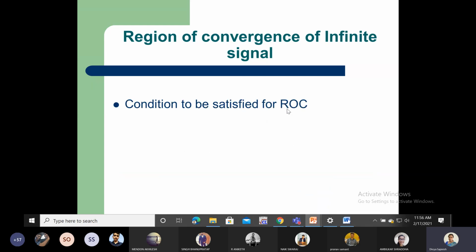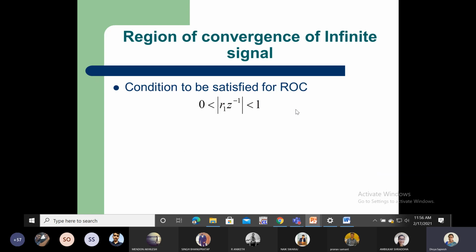So, the condition to be satisfied for the region of convergence is 0 less than r1 z inverse less than 1. That is, I applied the formula provided this condition exists. So I have to take that out and see the region of convergence. So, r1 into z inverse should be less than 1, or I can write it as r1 by z should be less than 1, or I can say r1 should be less than z, or in terms of z, z should be greater than r1.